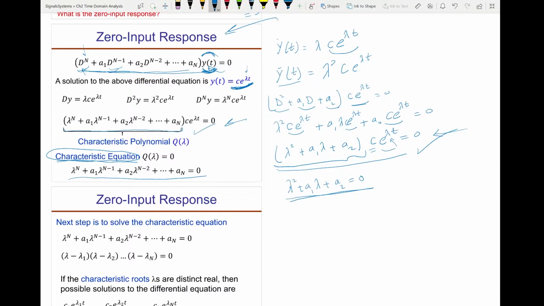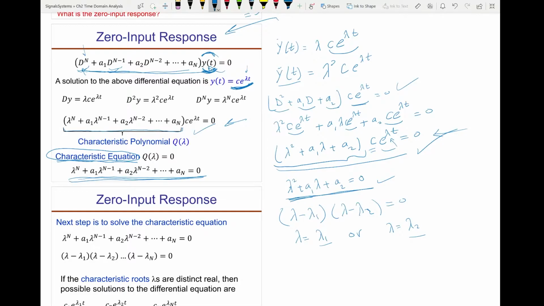If it's a second order system, then lambda here will have two possible values: lambda minus lambda 1 times lambda minus lambda 2 equals 0. So lambda can be either lambda 1 or lambda 2. Either value will satisfy this equation, will solve this second order differential equation. This is the characteristic root for the nth order differential equation.